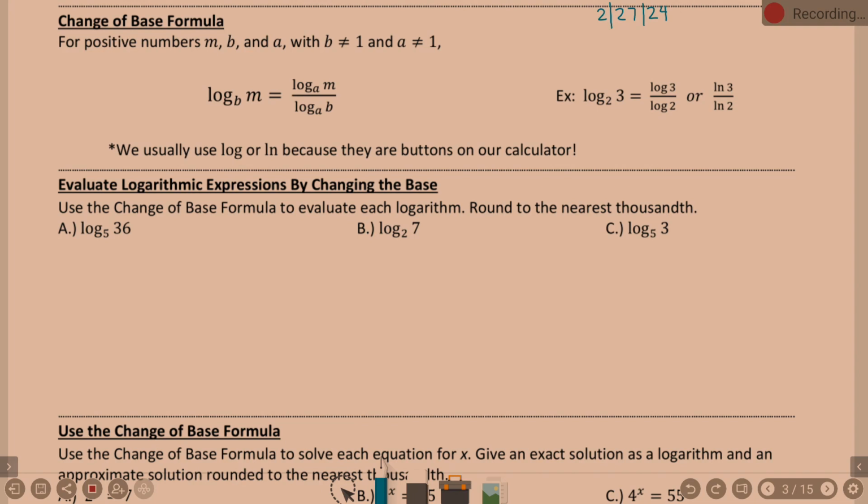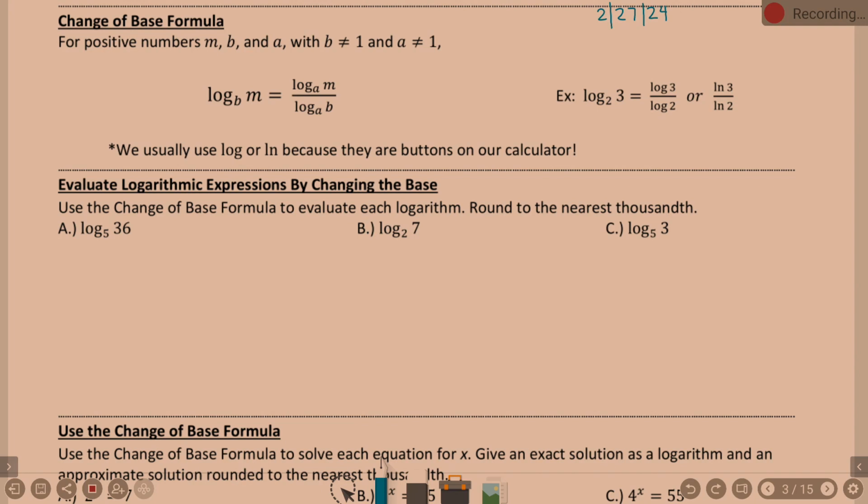So for example, log base 2 of 3. Do I have a log base 2 button on my calculator? I don't. However, I can change this to log of 3 divided by log of 2. In that case, there's no base written, so I'm just using log base 10. Or you can do natural log of 3 divided by natural log of 2, and natural logs are base e. Either way, those are calculator buttons. So you're taking the log of the inside divided by the log of the base.